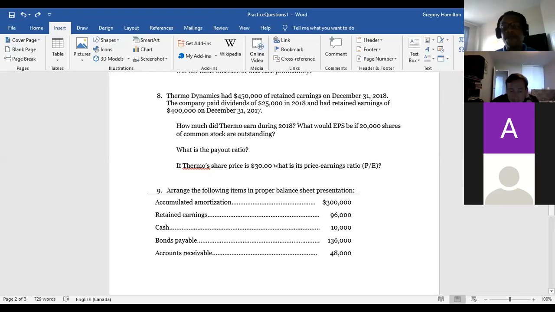Anyone? What does retained earnings represent? How much is left after you pay all the stocks? Can you elaborate on what you mean when you say after you pay all the stock?